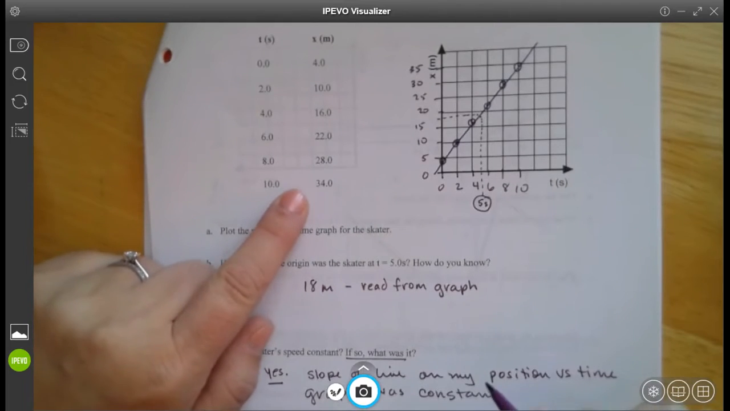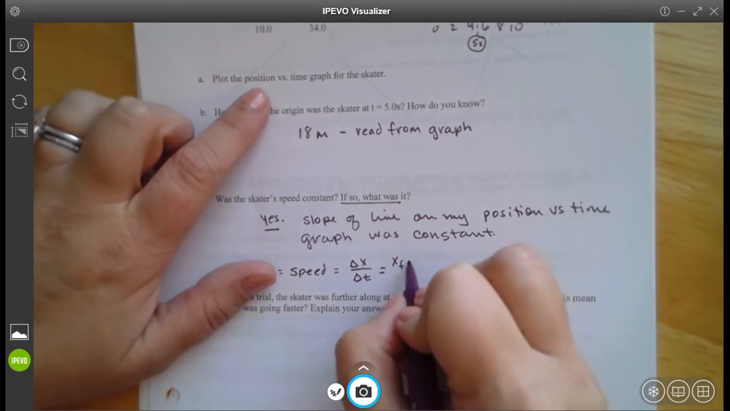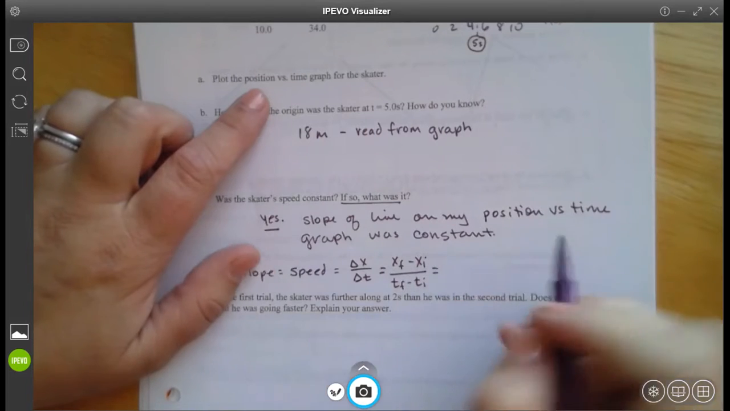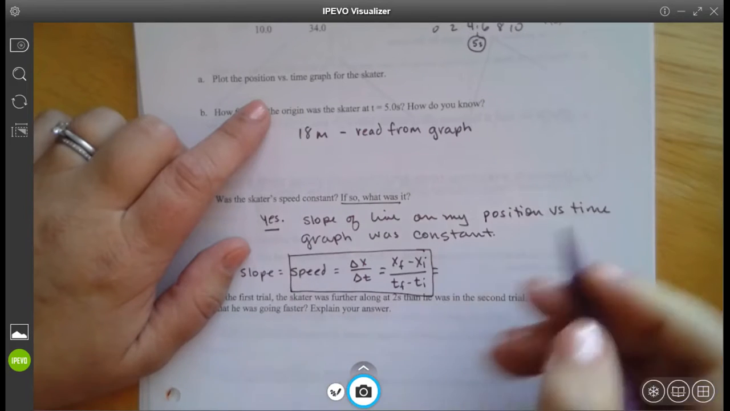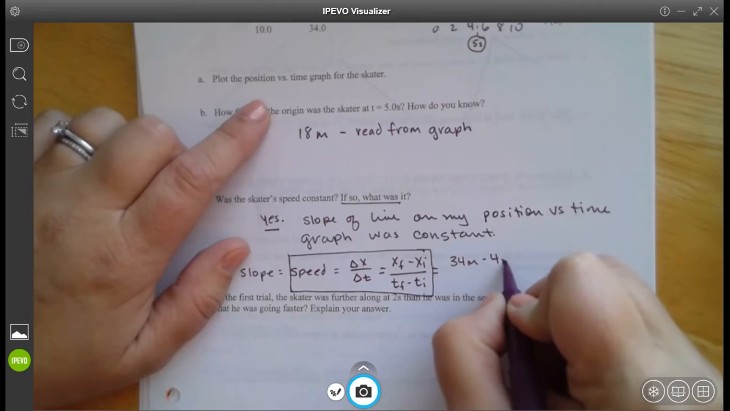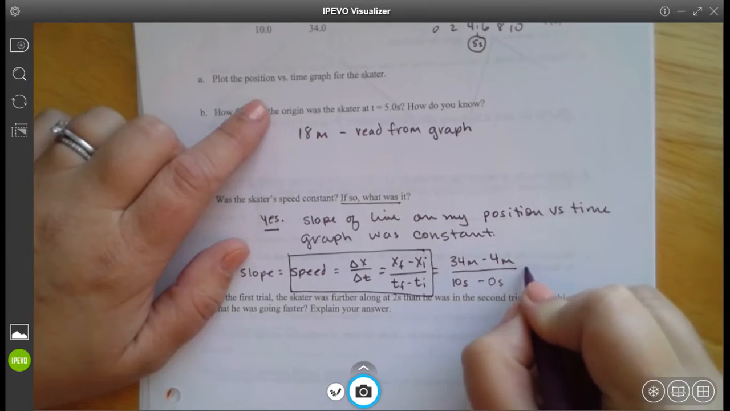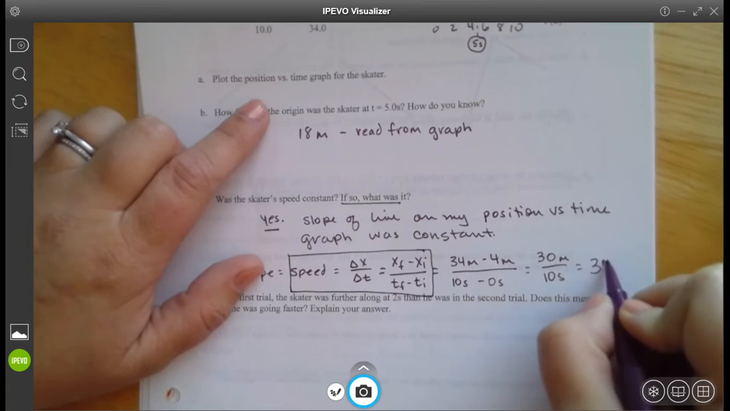Our change in position according to our data is that we started at 4 and ended up at 34. So we're going to do our final position minus our position initial divided by final time minus initial time. This is our equation that we're always going to use for figuring out speed. Our final position was 34 meters. Our initial position was 4 meters. The final time was 10 seconds, and the initial time was 0 seconds. So we have 30 meters per 10 seconds, or 3 meters per second.